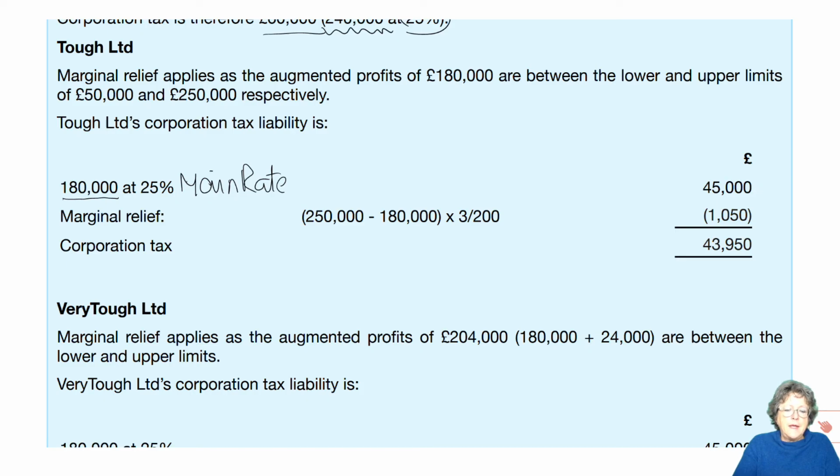Now, with no dividends, we then do the marginal relief calculation, which is augmented profits minus TTP. Now, because there's no dividend, all you have to do is apply the fraction, giving us relief of £1,050, giving corporation tax due of 43,950. So a simple question where we have just profits, which are in the margin, tax at the main rate, and then deduct the marginal relief.